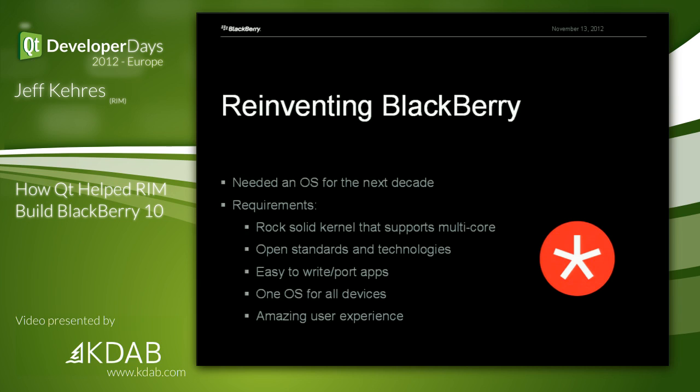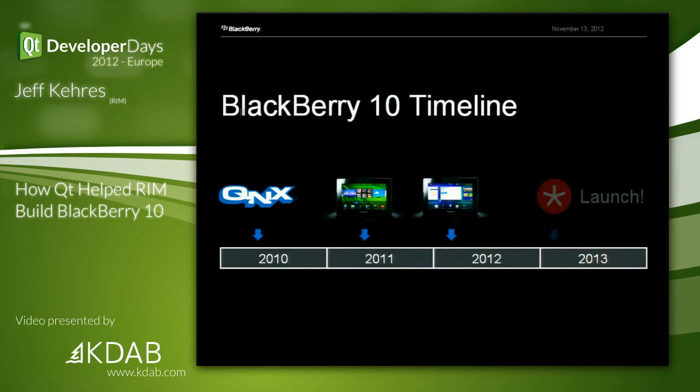RIM was entering the tablet market, and we already had a presence in the smartphone market, and we didn't want to have an operating system for every kind of device. So we needed the one OS that would serve many hardware platforms. And finally, we wanted our users to have great experiences using BlackBerry 10 devices. So we wanted really great performance, and we wanted to enable really slick user interfaces on BlackBerry 10.